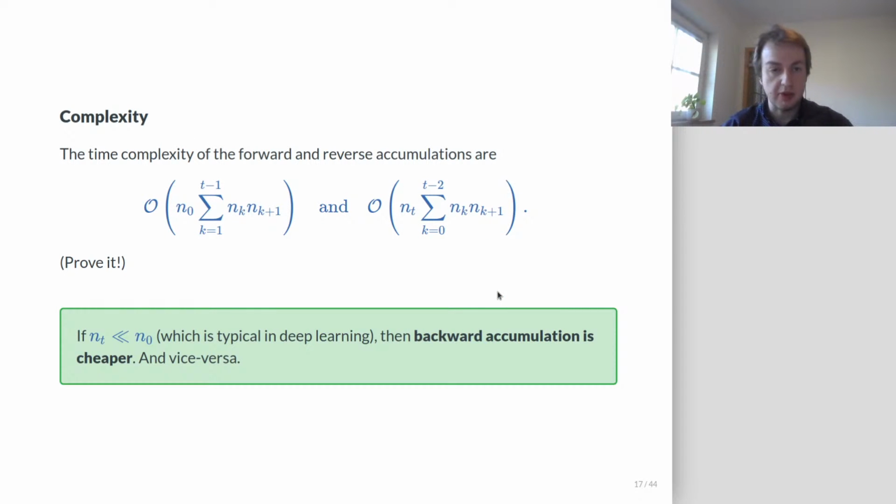In terms of complexity, one will be better than the other depending on the dimensions of the inputs and the outputs. Usually when nt, the dimension of the output, is much smaller than the dimension n0 of the input, you should prefer backward accumulation, and vice versa. If the dimension of the output is much larger than the dimension of the inputs, you should prefer forward accumulation.